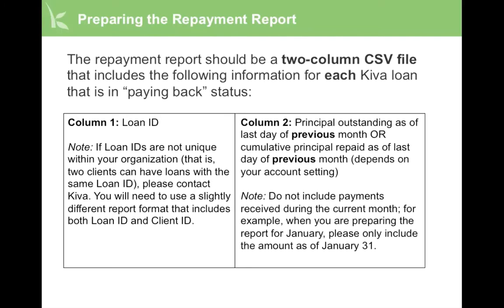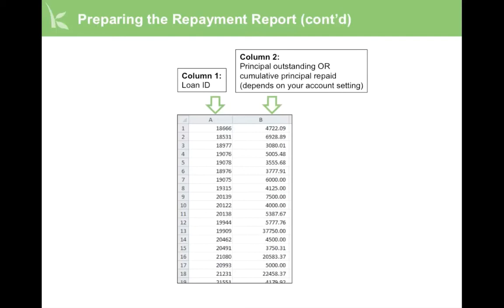In column 2, you will include the principal outstandings as of last day of previous month or cumulative principal repaid as of last day of previous month. This depends on your account setting. Do not include payments received during the current month. For example, when you are preparing the report for January, please only include the amount as of January 31st.